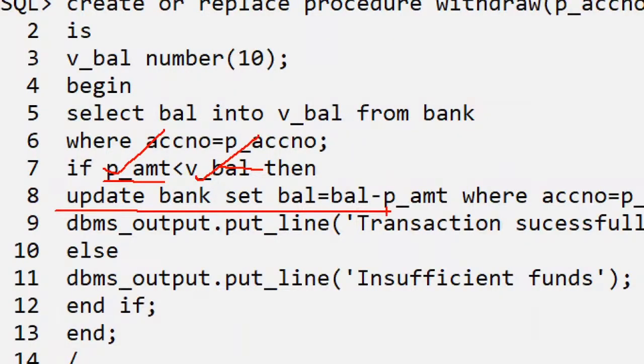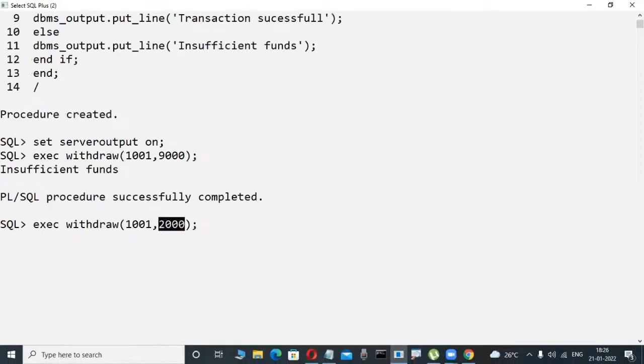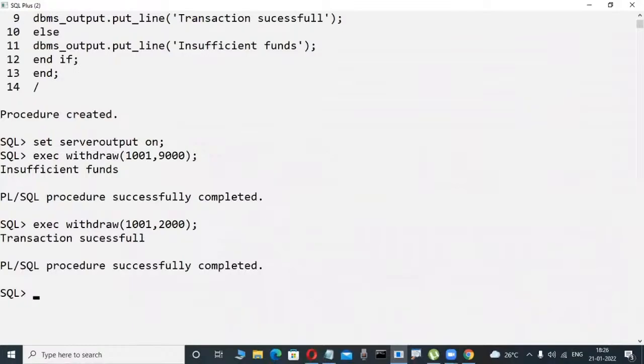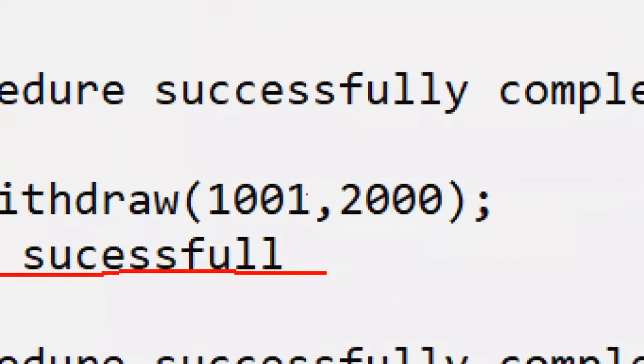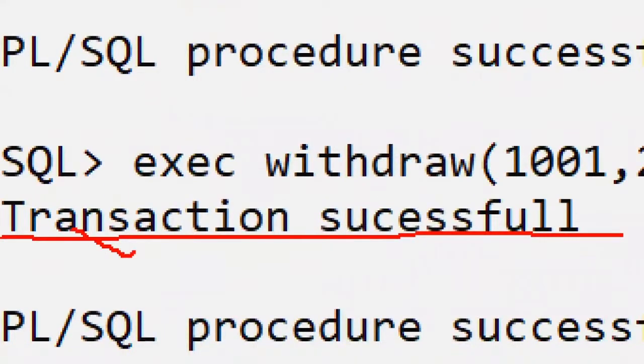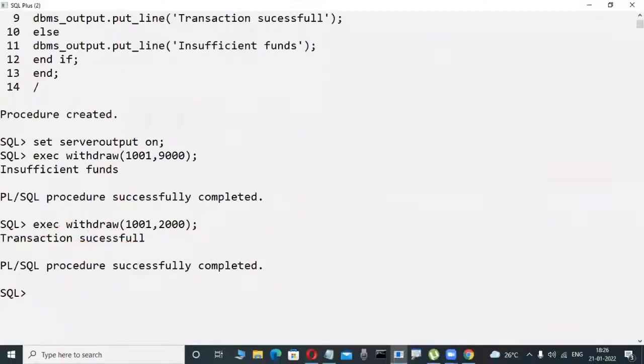Bank updating, modify that one. Just the transaction is successful. Now is it really correct? Whenever I'm executing, I want this one automatically: yes, "transaction successful" will display. Maybe you try to withdraw 2,000 rupees from 3,000 rupees. Is that possible or not? The transaction is successful. How is it possible?